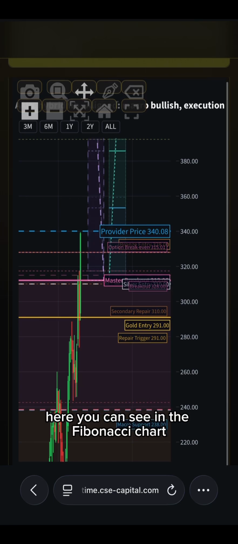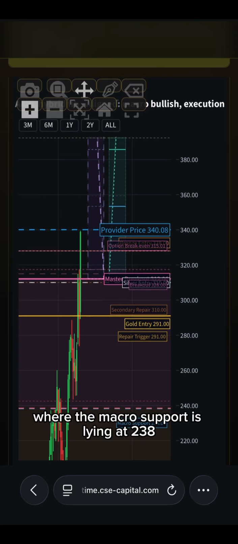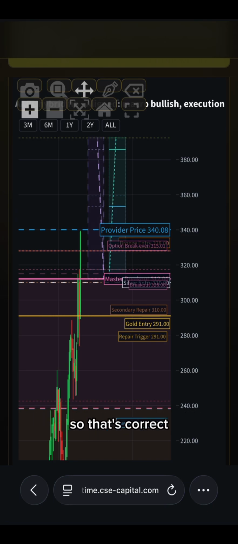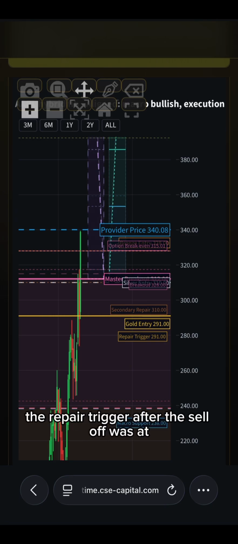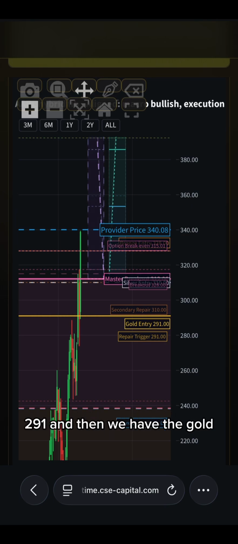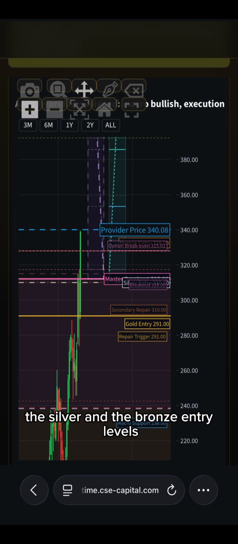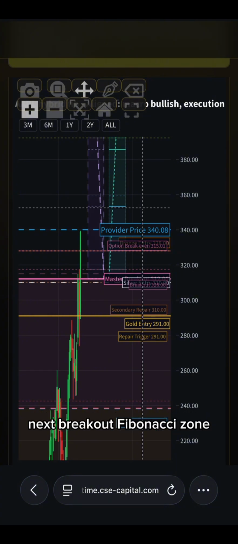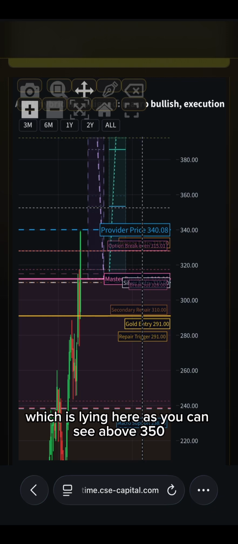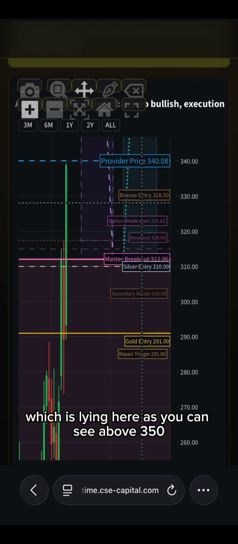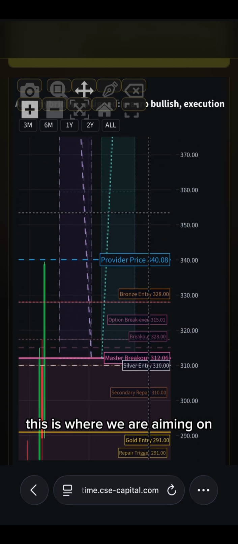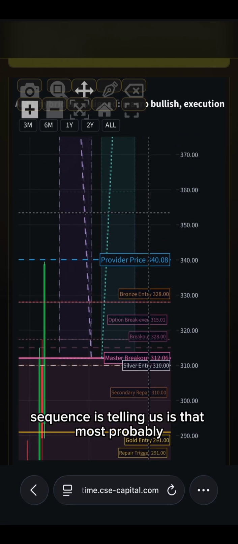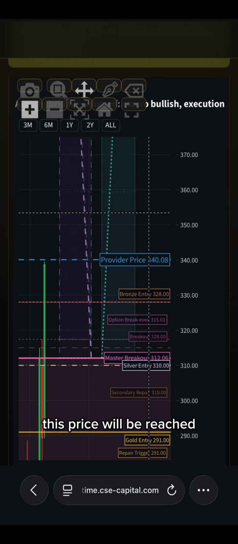Here you can see in the Fibonacci chart that the macro support is lying at 238. So that's correct. The repair trigger after the sell-off was at 291, and then we have the gold, the silver and the bronze entry levels. At this moment we are aiming at the first next breakout Fibonacci zone, which lies here, as you can see, above 350. This is what we are aiming at, and what the Fibonacci sequence is telling us is that most probably this price will be reached because we are within this zone.